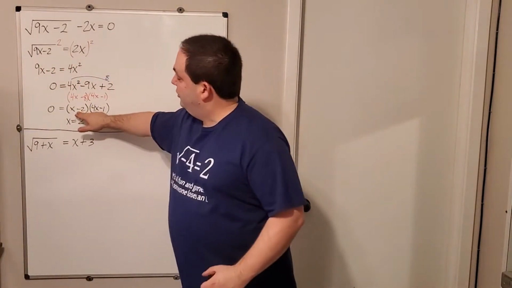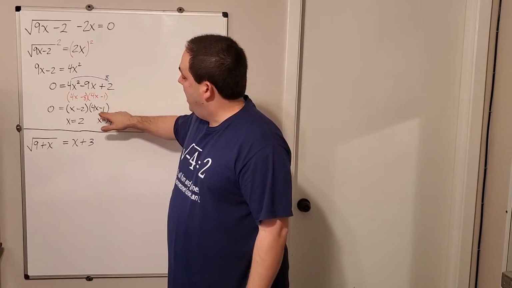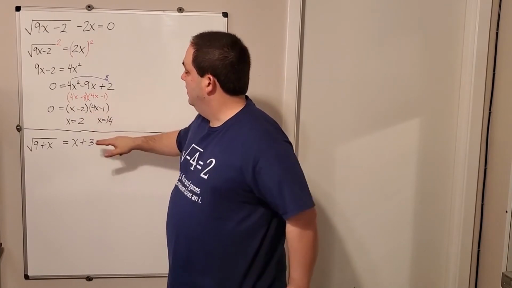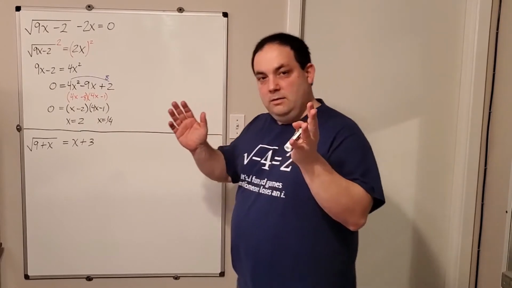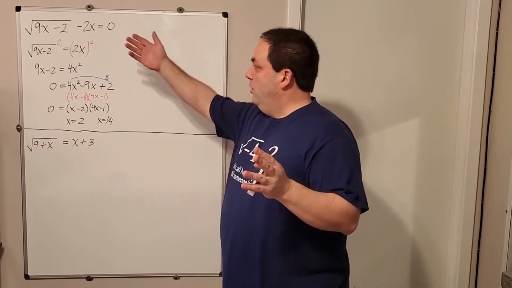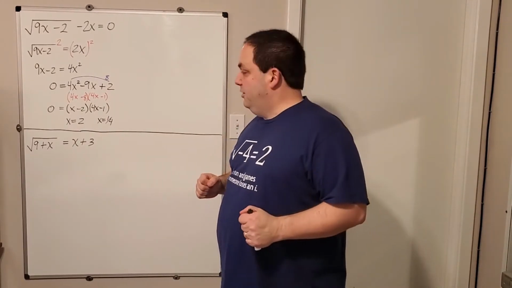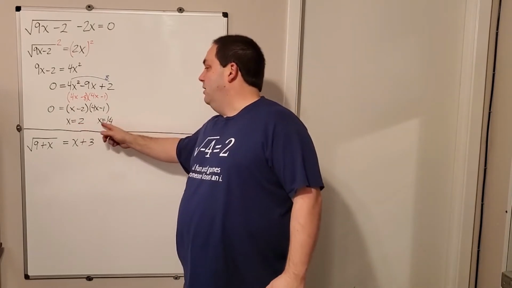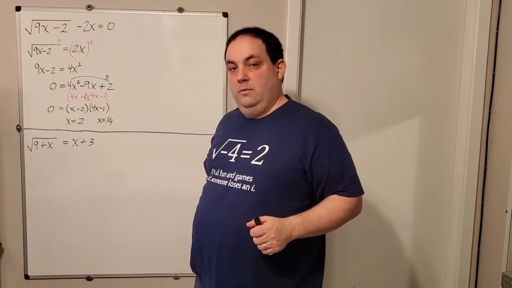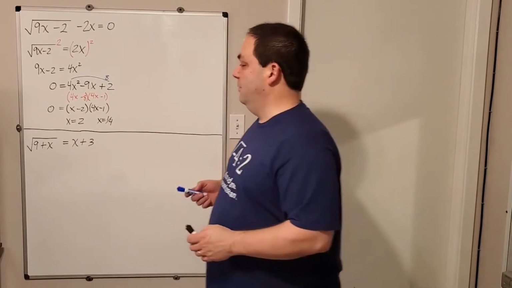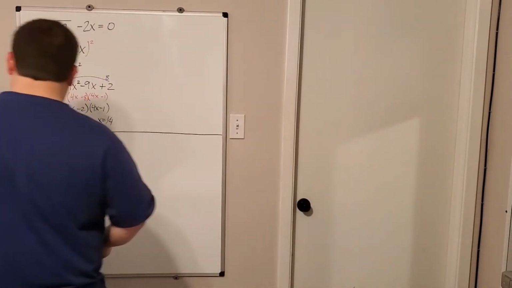Because I would add 2 to solve that one, and here I would add 1 and divide by 4. So I have my two solutions here. But wait, don't forget, we're in a radical equation situation. So I've got to check my answers to see if one, both, or none of them work. We have to check them, right? It's a must-check type of equation.